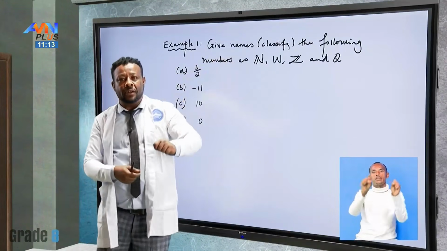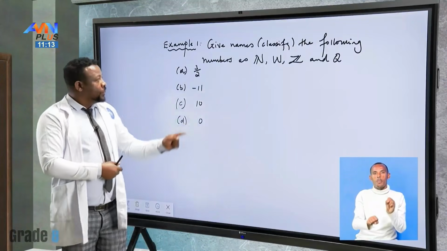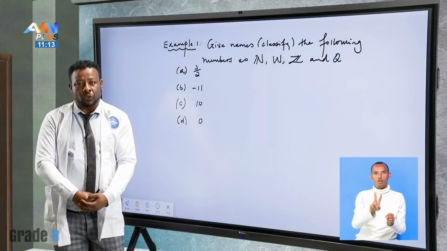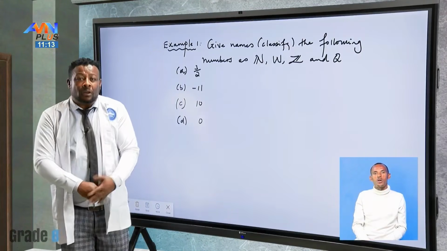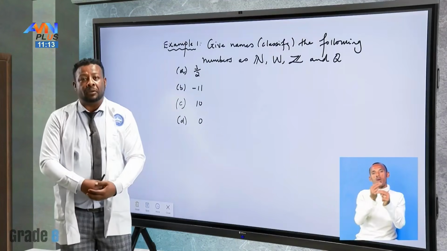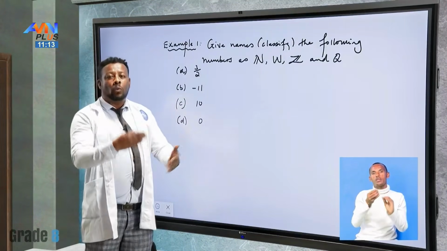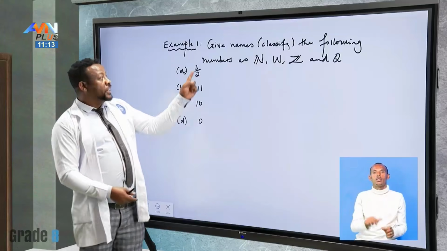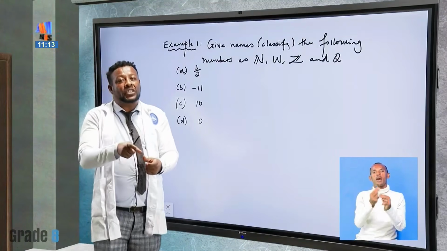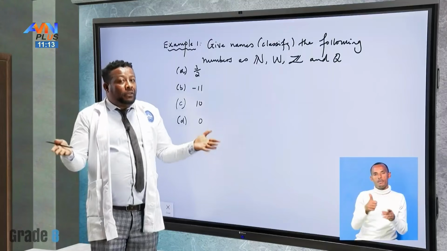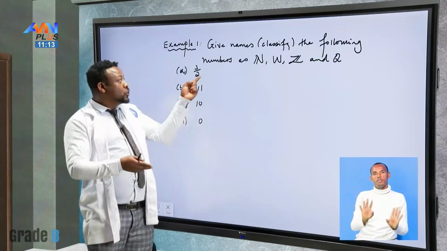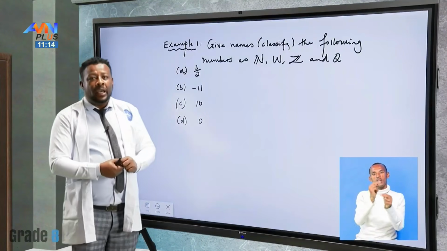Okay. Now, in this example, you are asked to give names or classify these numbers in terms of these sets. Okay? So, if you take 3 over 2, is it a natural number? Obviously, this is not a natural number. Okay? Natural numbers are 1, 2, 3, and so on. But 3 over 2 is a number which is found between 1 and 2. So we don't have any natural number between 1 and 2. So this is not a natural number.